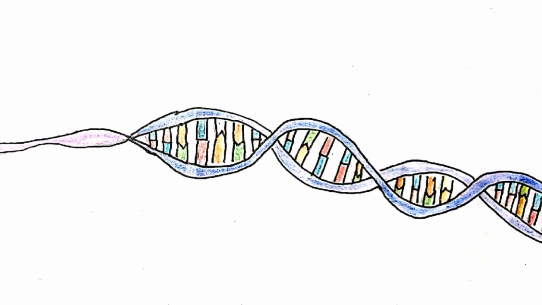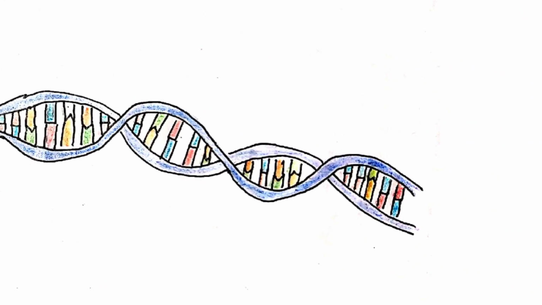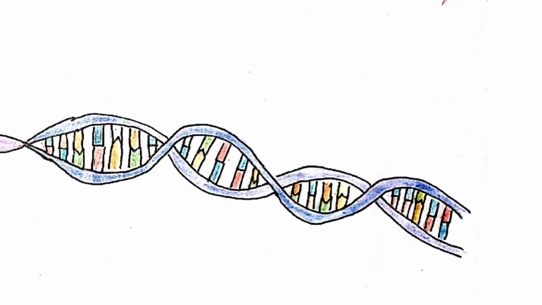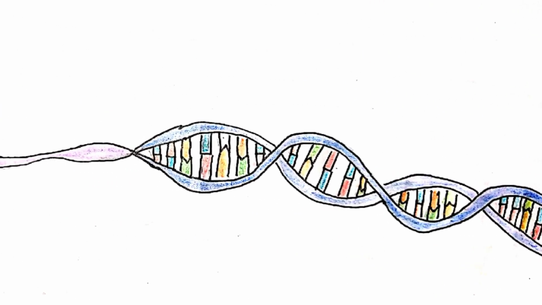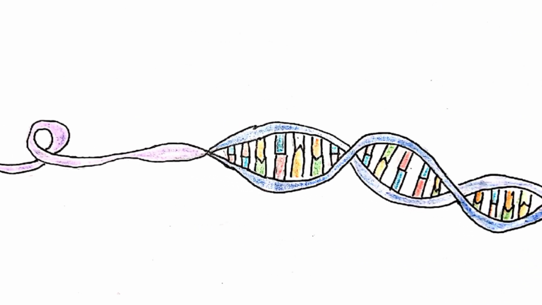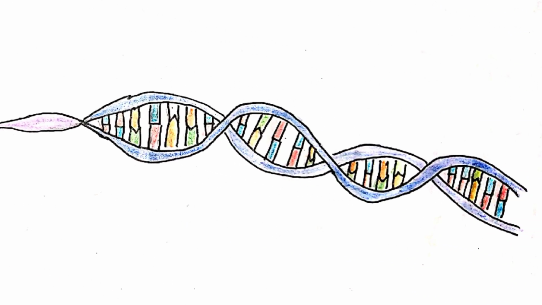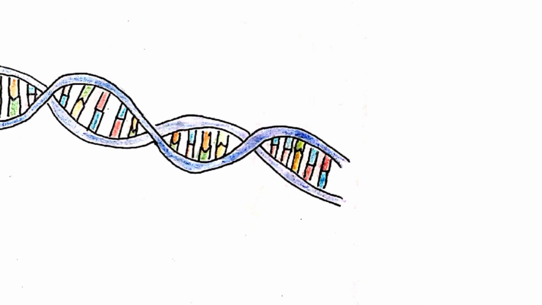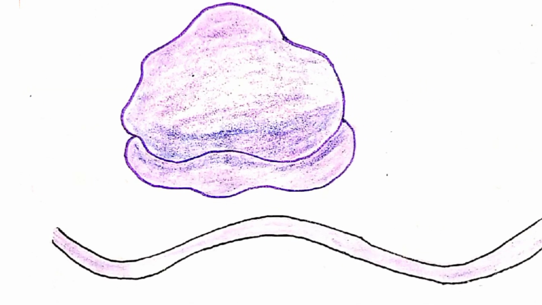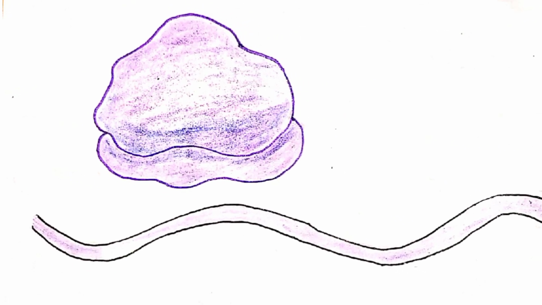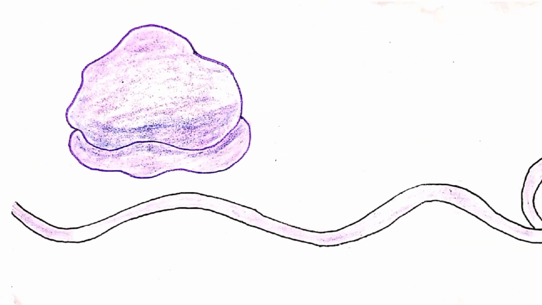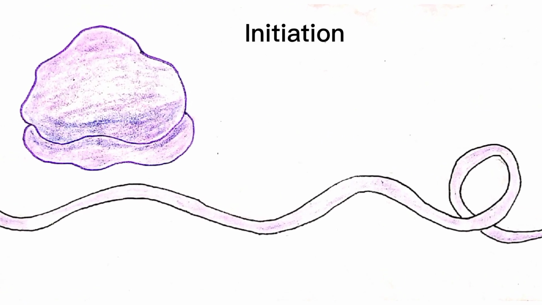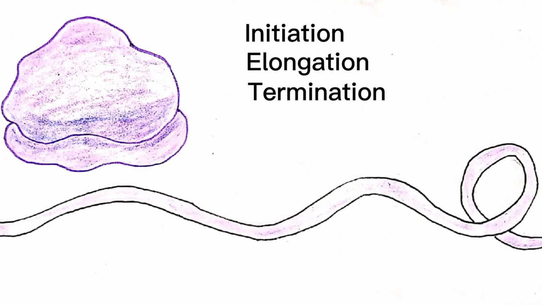In eukaryotic cells, transcription occurs in the nucleus, where DNA is used as a template to make messenger RNA. During transcription, the DNA in the gene is used as a template to make a messenger RNA strand with the help of the enzyme RNA polymerase. This process occurs in three stages: initiation, elongation, and termination.